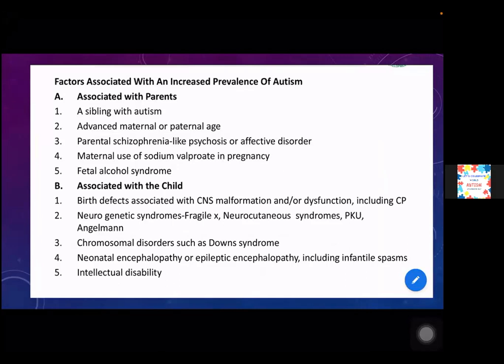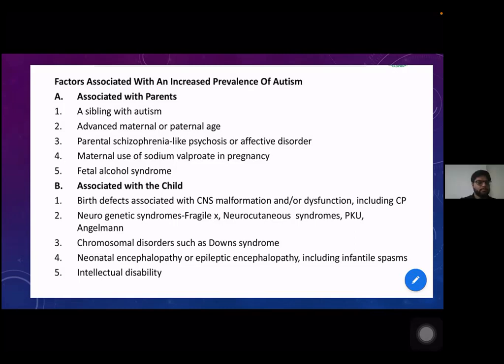So what are the factors which are associated with an increased risk or increased prevalence of autism? There are parental risk factors and there are factors associated with the child. In a parent, if a sibling has autism, that is considered a high risk for your child to have autism. If there is advanced maternal age or advanced paternal age, if there are parental schizophrenia-like psychosis or affective disorders, if there is use of sodium valproate in pregnancy in the mother, if there is abuse of alcohol during the first 3 months of pregnancy, which results in something called fetal alcohol syndrome. So all these 5 are the risk factors for a child to have autism.